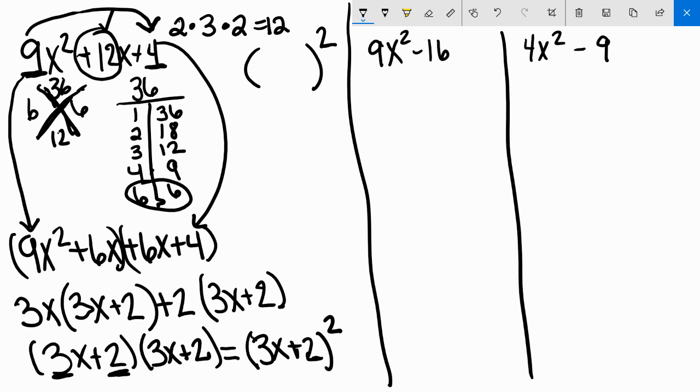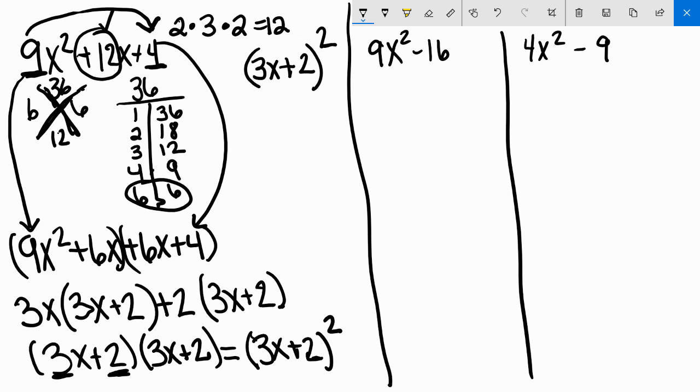Take the square root of that 9, which is 3x, and then the square root of 4 is 2. Our middle sign is the sign that goes in our answer. Okay. So if you don't like the shortcut and it's confusing you, you can use this method just like the other ones, or you can take a shortcut when you see a perfect square.